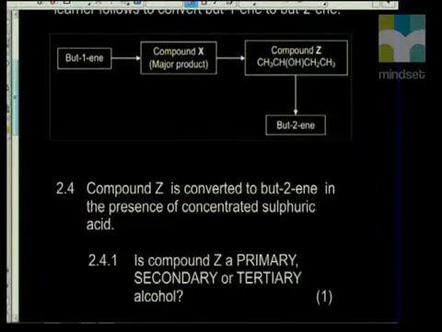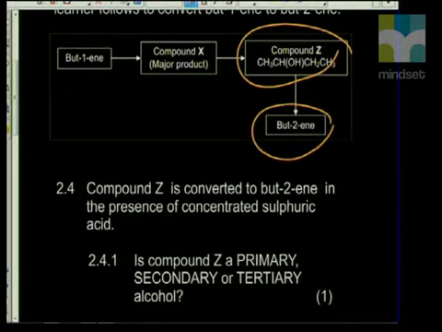Now, we've got another part to this question, which is probably the most interesting part. It's winding up on how we go from the alcohol to the final product, and then there's a little twist in the tail that we're going to deal with as well. So now our focus is on going from Z to butene. So we're dealing with an alcohol going to an alkene.